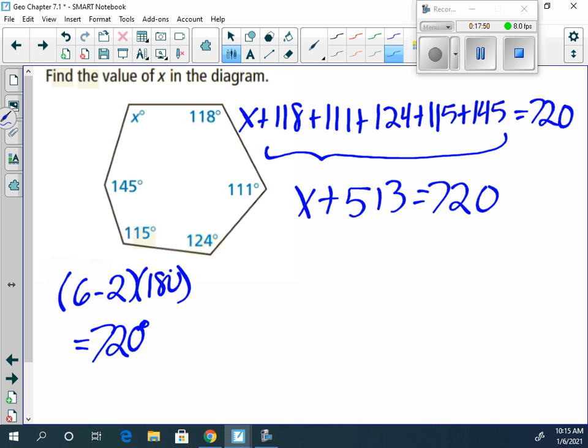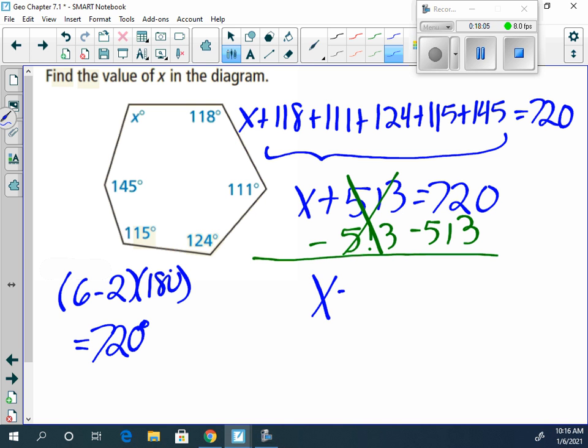Well, what do we need to do next? Oh, on the back. Minus 513 from both sides. So that leaves x by itself is equal to 720 minus 513, which should give you 207.